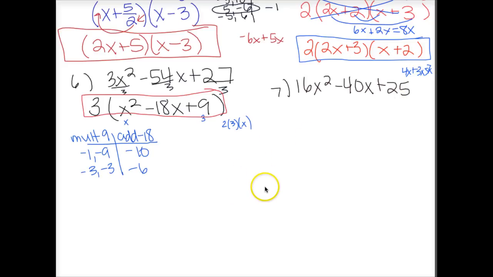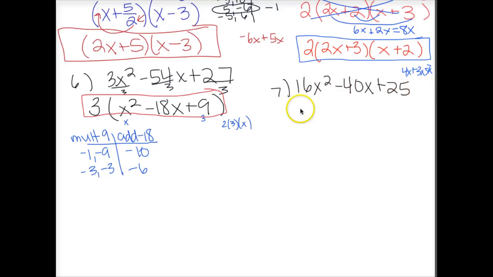So first I look for a GCF. These two are divisible by 5, but this one's not. These two are divisible by 4, but this one's not. So there is no GCF. So then I look for special products. I know it's not a difference of squares because it has 3 terms.